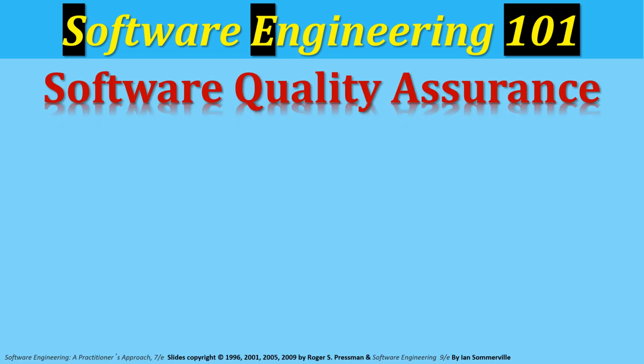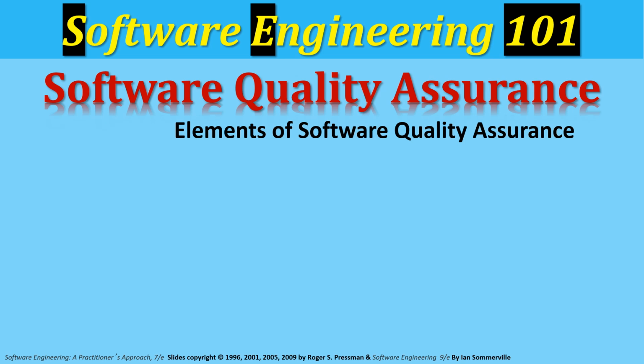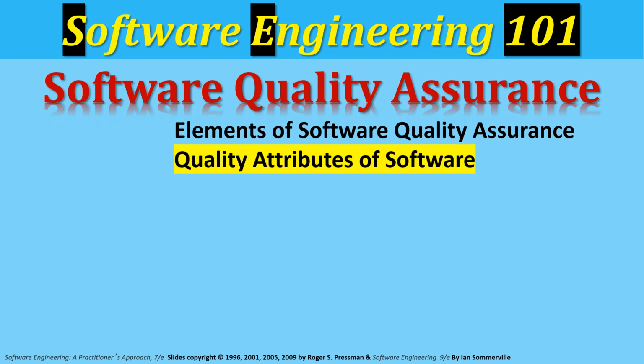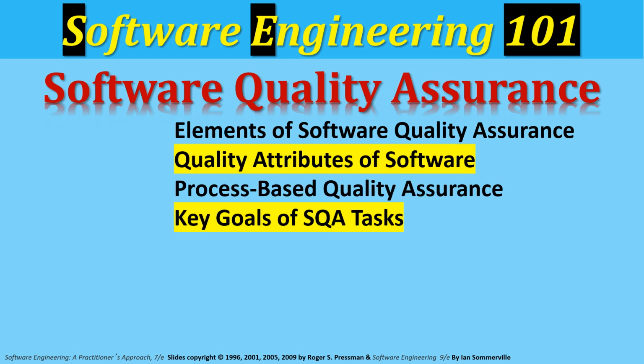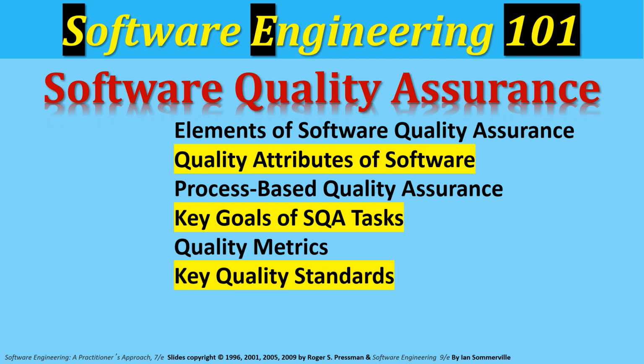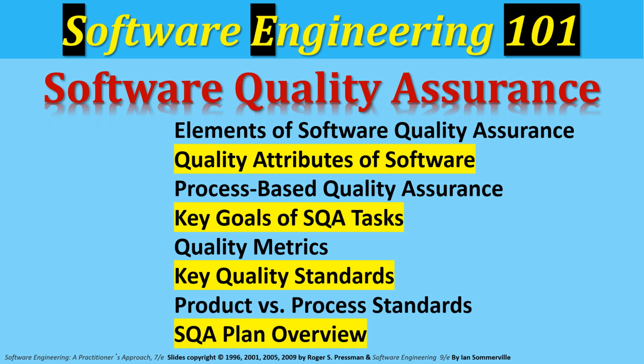In today's session, we are diving into the crucial topic of software quality assurance, SQA. We will explore the key elements of SQA, including quality attributes, process-based quality assurance, and the key goal of SQA's task. We will also discuss quality metrics, key quality standards, and the difference between the product and process standards. And we will provide an overview of how to create an effective SQA plan.